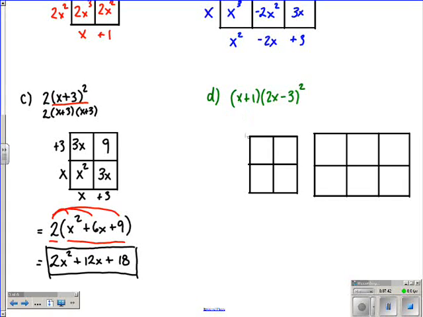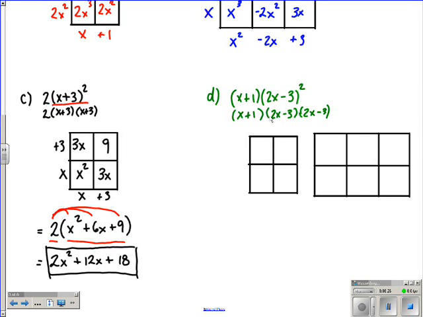Letter D. What we're looking at here is the quantity of x plus 1 times the quantity of 2x minus 3 squared. And once again, if we expand it out, we get a good idea of what we're actually doing. We have 2x minus 3 times 2x minus 3 again. So we have a binomial times a binomial times a binomial. Well, most of the time when we do binomial times binomial, we'll get a trinomial as a result. Let's see what happens here.